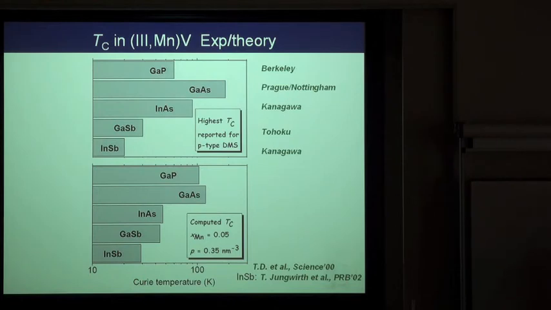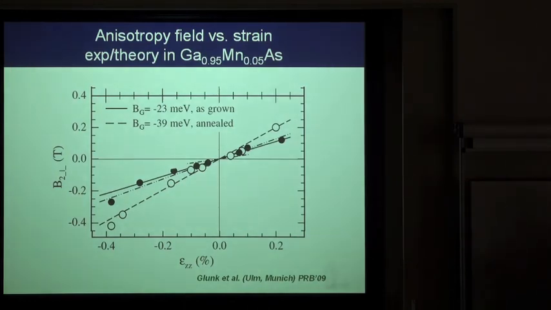So this is TC, but we can go to other thermodynamic properties associated with magnetism, like magnetic anisotropy. The question is what the origin of anisotropy is and to what extent we understand it. There are many literature data. What I present here is recent work done in Ulm and Munich. What you see here is the anisotropy field, the field of magnetization with its direction applied to the hard axis, plotted as a function of strain. Here you have experimental points, the experimental field as a function of strain, for two kinds of samples: annealed samples and as-grown samples. And we also have theory for the as-grown samples and the annealed samples.